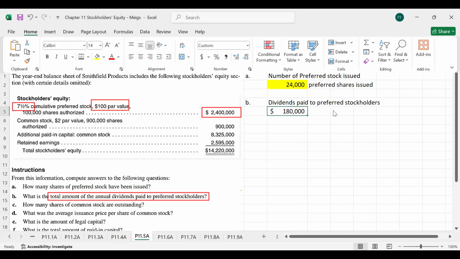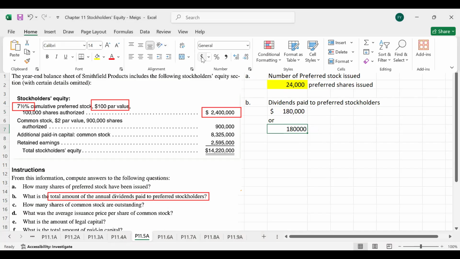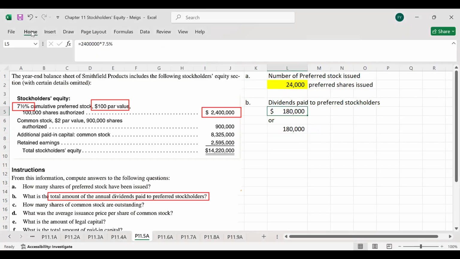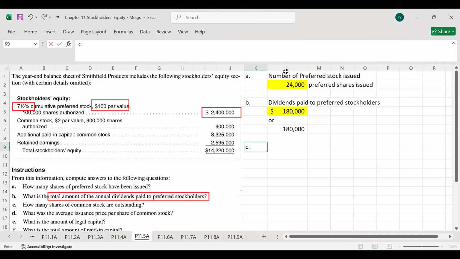So this is one way of calculation, or you can calculate it in this way: you have the total number of shares, which we have calculated in requirement number one, which is 24,000, multiplied by one share's par value of $100, multiplied by the rate of dividend, which is 7.5%. So here we have the same answer. You can calculate it in both ways. So this is the answer in part B.